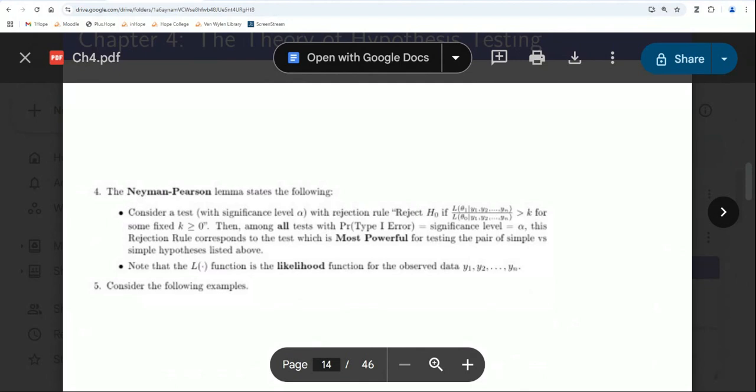So you need to, of course, have a few disclaimers. You cannot compare tests with different significance levels. You need to be in the same ballpark. So you first have to find what k is so that the test has a certain prescribed type 1 error probability. And that's what we did the last time.